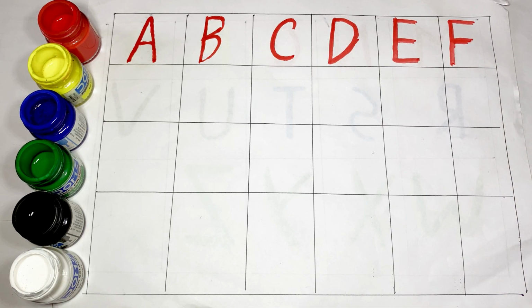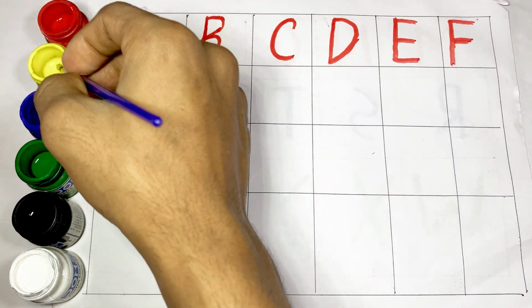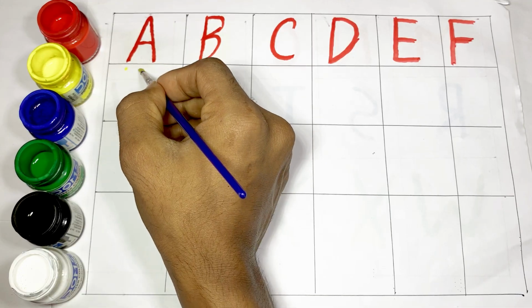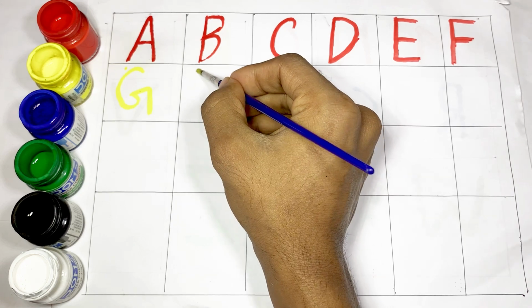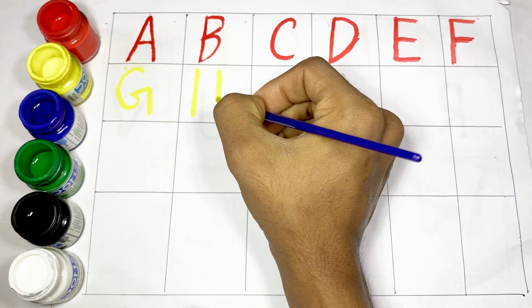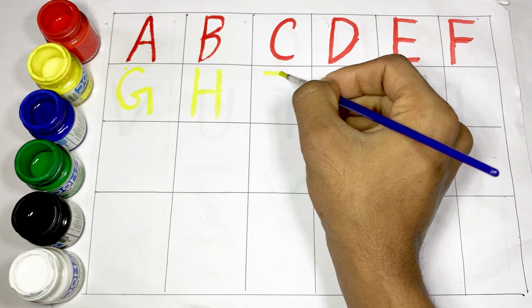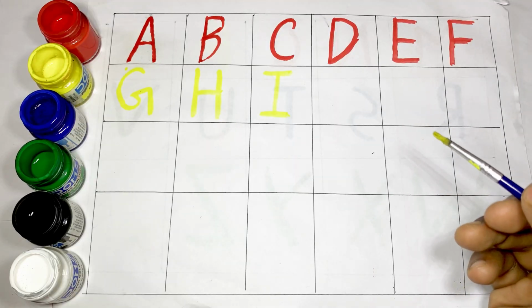The alphabets of F. Next is G. G for God, G for glass, and use yellow color. The alphabets of G. H for hand, H for helicopter, I for ice, I for ice cream.